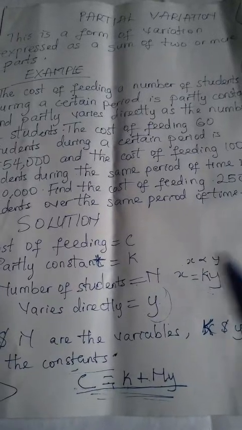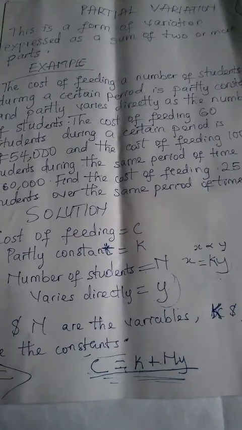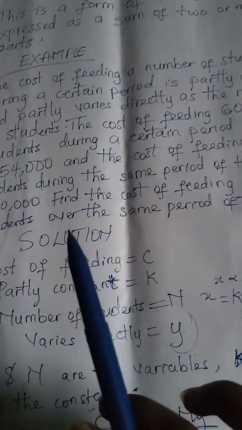So the first part now said the cost of feeding 60 students during a certain period is 54,000 naira. Let's first do that one. They said the cost of feeding 60 students during a certain period is 54,000 naira.